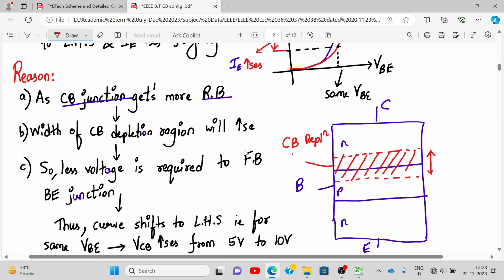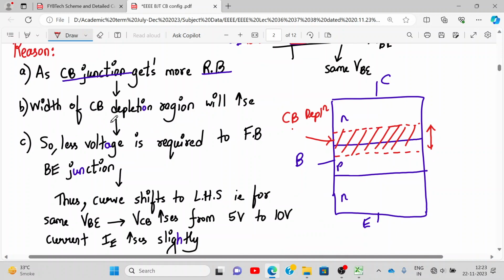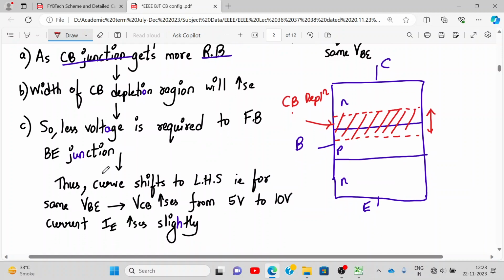Reverse bias, PN junction reverse bias, depletion region width increases. So less voltage is required to forward bias the base-emitter junction. How is that possible? Why do we say that when the width is increasing, less voltage is required to forward bias the base-emitter junction? How is that possible?